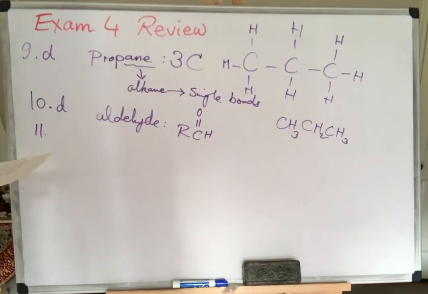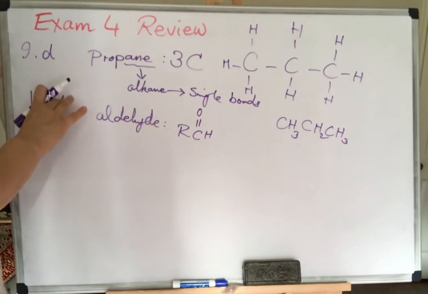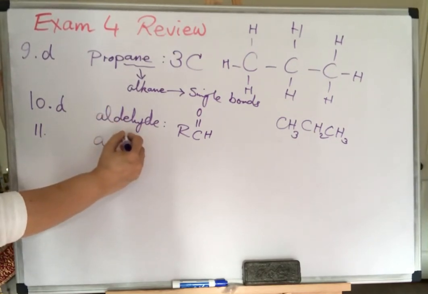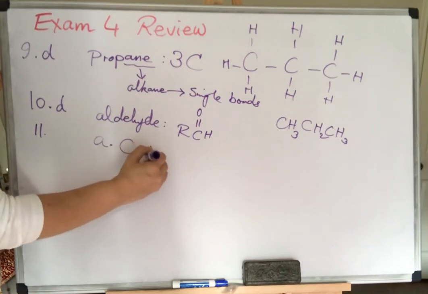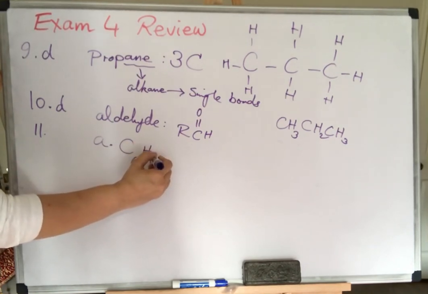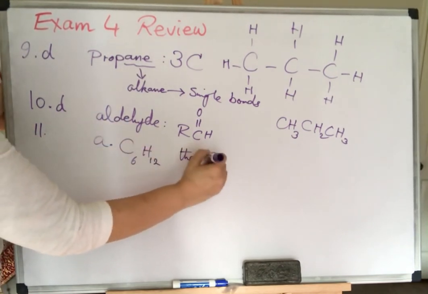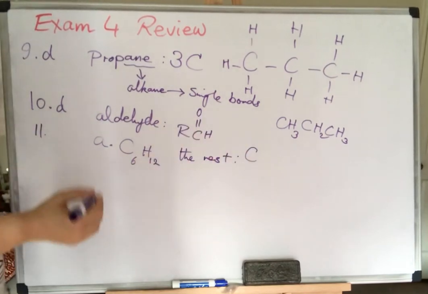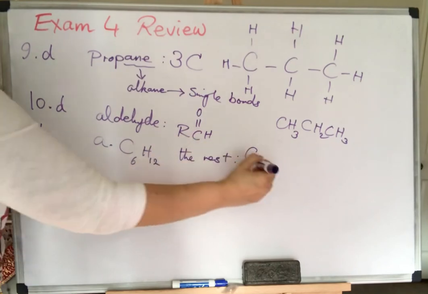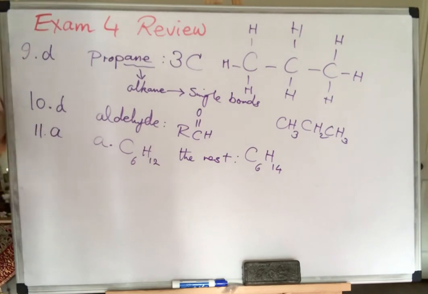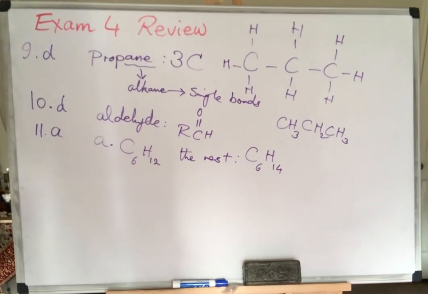Four of the following compounds are structural isomers. What is the definition of structural isomers? Structural isomers have the same formula but different arrangement. So if you check for A, you have how many carbons? 6 carbons. And how many hydrogens? I see 12 hydrogens. So the formula is C6H12. For the rest of them, if you count the carbons and hydrogens, you will have C6H14. So the rest of them are structural isomers except for A. So A is the correct answer.